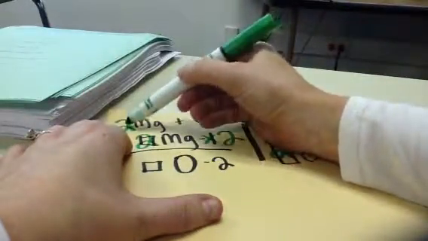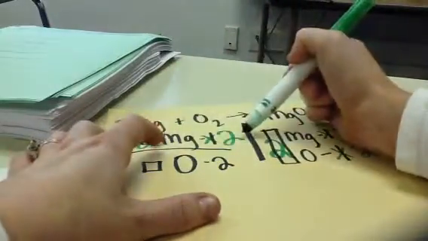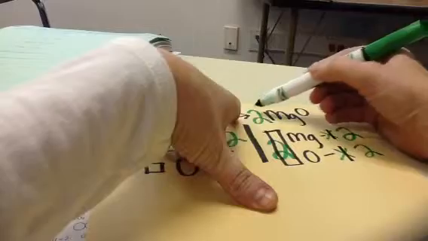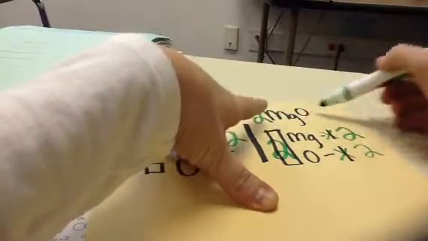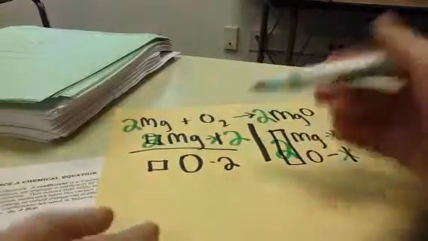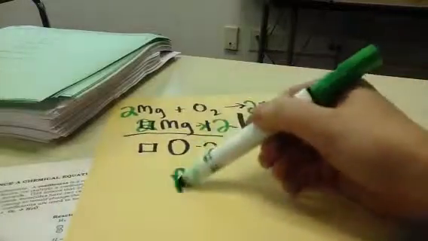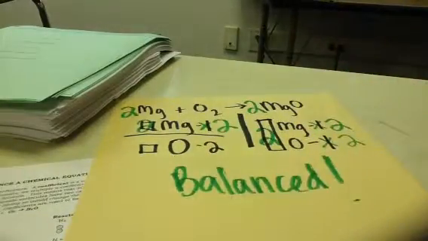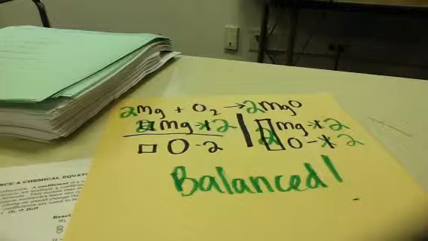Coefficient 2 here. So now I have 2 atoms of magnesium, yes. 2 atoms of oxygen, yes. Now I have 2 in front for a coefficient. 2 atoms of magnesium, yes. 2 atoms of oxygen, yes. This is now balanced. Yay!